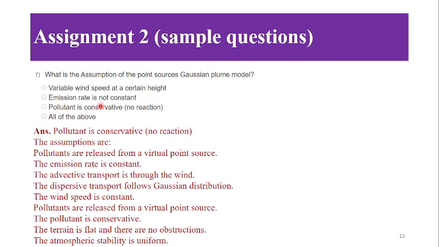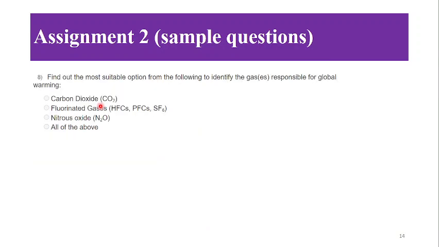So these are the assumptions. First, pollutants are released from a virtual point source. The emission rate is constant. The advective transport is through the wind, and the dispersive transport follows the Gaussian distribution. The wind speed is constant. The pollutant is conservative. The terrain is flat and there are no obstructions, and the atmospheric stability is uniform.